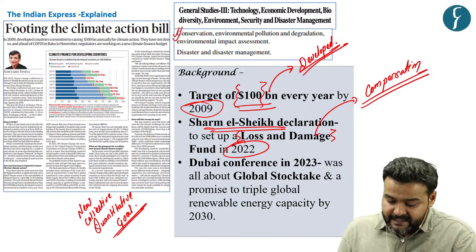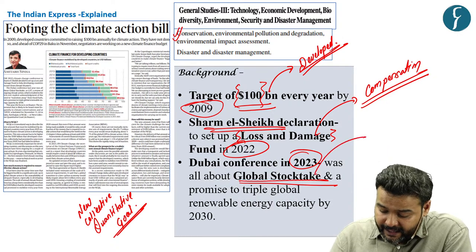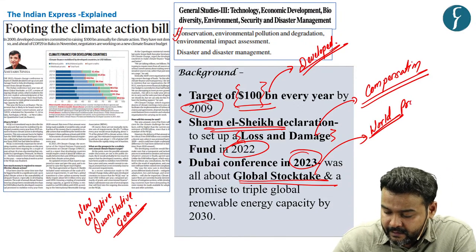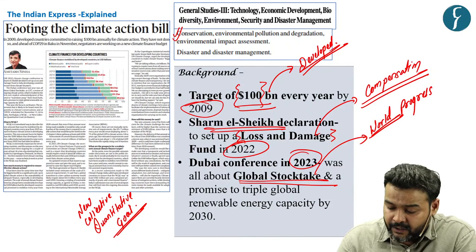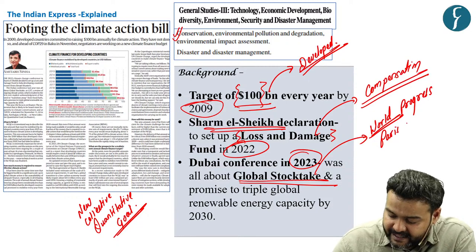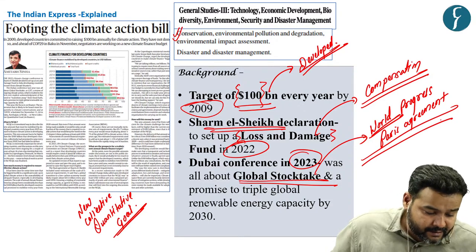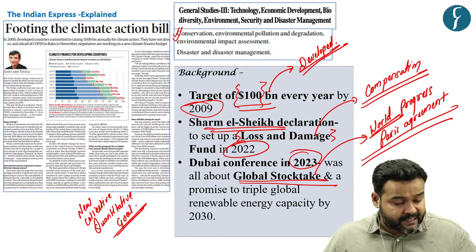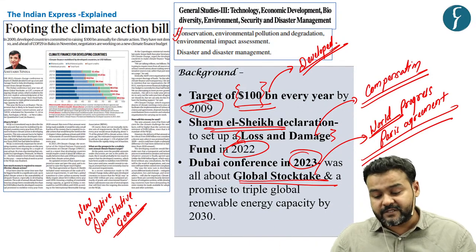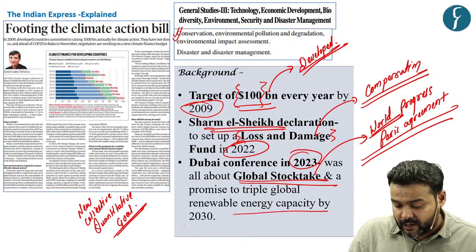Now, in the Dubai conference in 2023, the global stocktake happened. What was it? It was a method to assess how the world has progressed towards achieving the target set in the Paris Agreement. And when this stocktake happened, for the first time the world explicitly acknowledged that we need a transition away from fossil fuel. So this was explicit. And they promised to triple global renewable energy capacity by 2030.